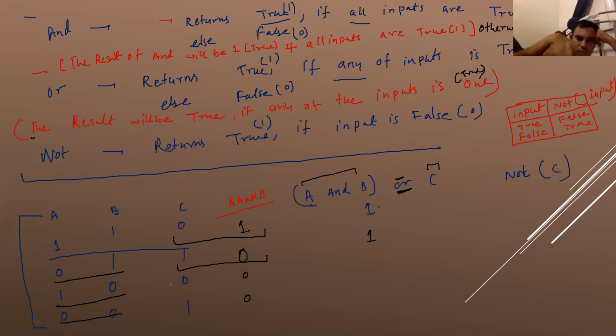Right. How about 0 or 0? 0. Correct. How about 1 or 0? I think 1. Correct. Very good. Kaim, you're clear now? Kaim? Hello? Yes. Give me the result of not C.